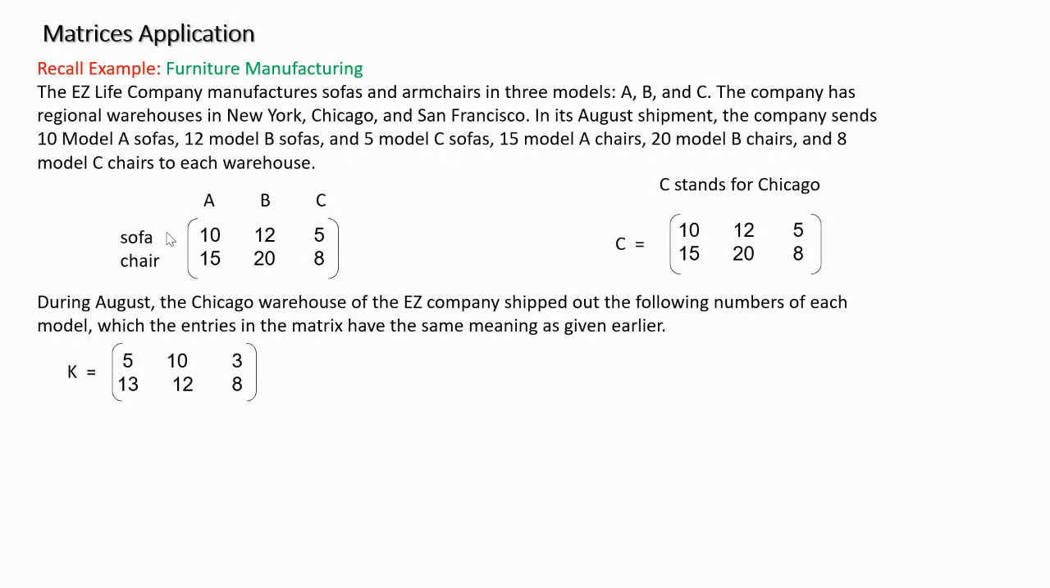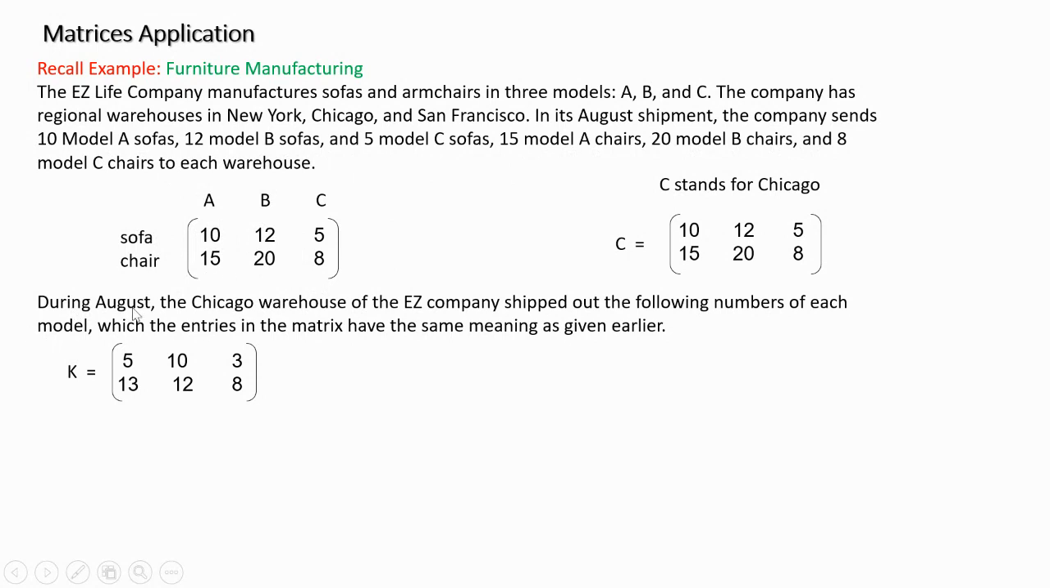The company has regional warehouses in New York, Chicago, and San Francisco. In its August shipment, the company sends 10 Model A sofas, 12 Model B sofas, and 5 Model C sofas, and 15 Model A chairs, 20 Model B chairs, and 8 Model C chairs to each warehouse, which is in New York, Chicago, and San Francisco. So this is what's being sent. We have 10, 12, 5 for the sofas, and 15, 20, 8 for the chairs.